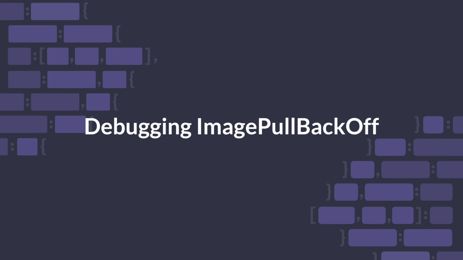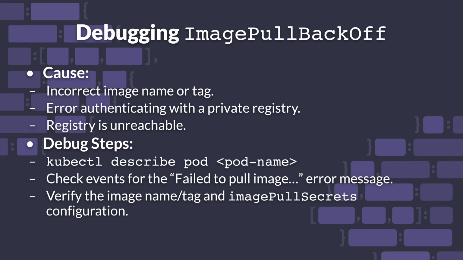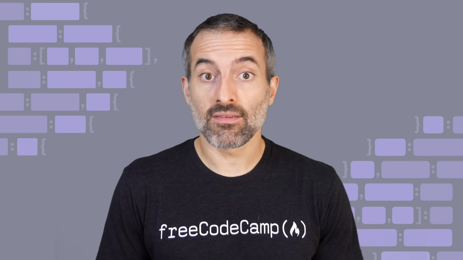For image pull errors, the cause is usually an incorrect image name or tag in the pod manifest, an error authenticating with a private registry, or the registry being unreachable. Your best debug step here is to again use kubectl describe pod. The events will show a Failed event with the message failed to pull image and a specific error.